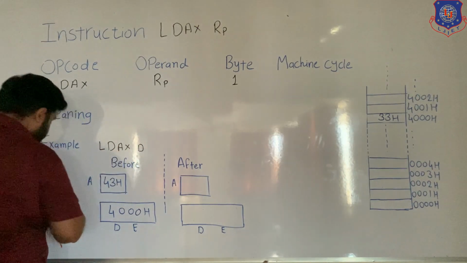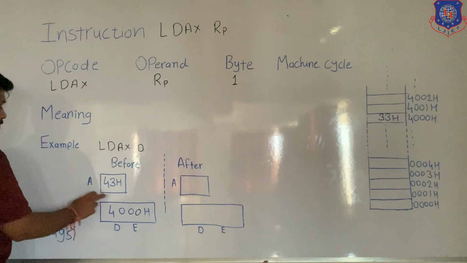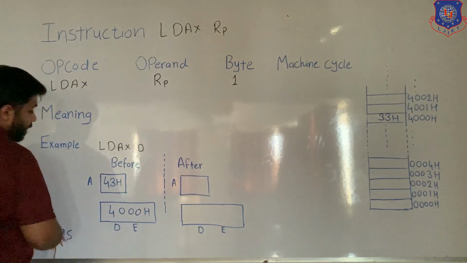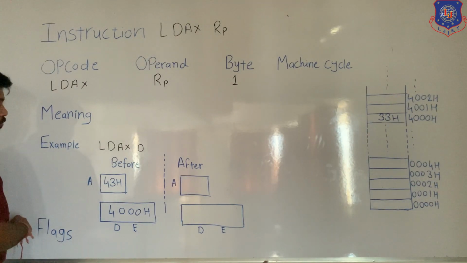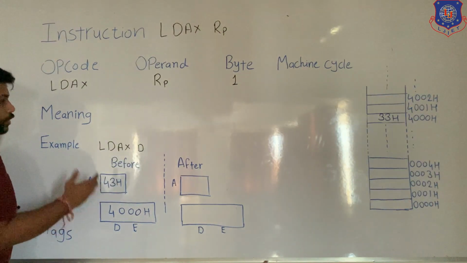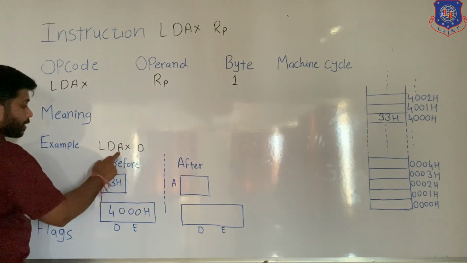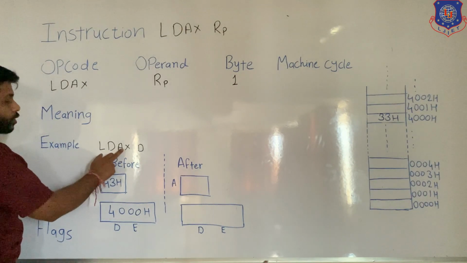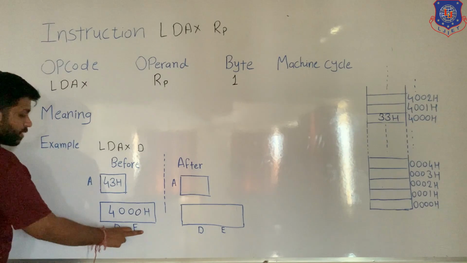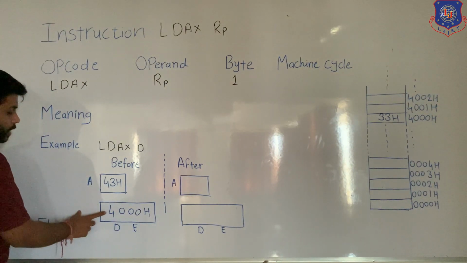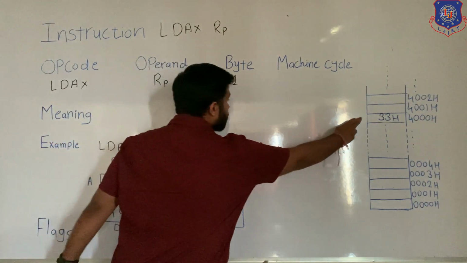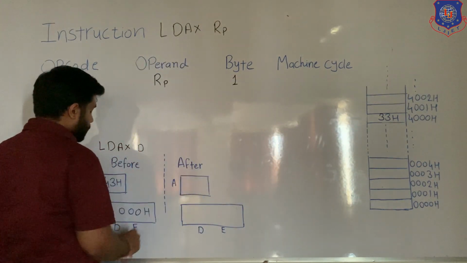Right now we are taking the example of LDAX D. You can see that before the execution, the accumulator contains 43H, and in the DE pair the value 4000H is present. After the execution, what will happen? When you execute this instruction, the accumulator will receive some data, load data to accumulator, from the memory location specified in the DE pair. So in the DE pair, which memory location is specified? 4000H. It means when this instruction is executed, the data from 4000H will be transferred to the accumulator.